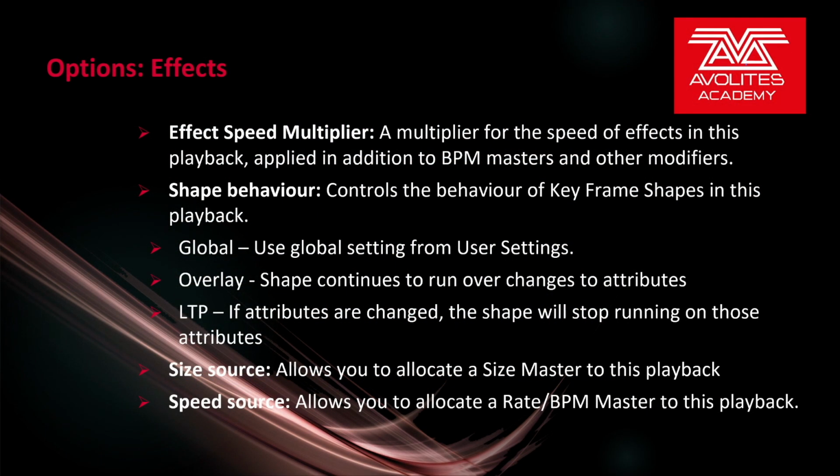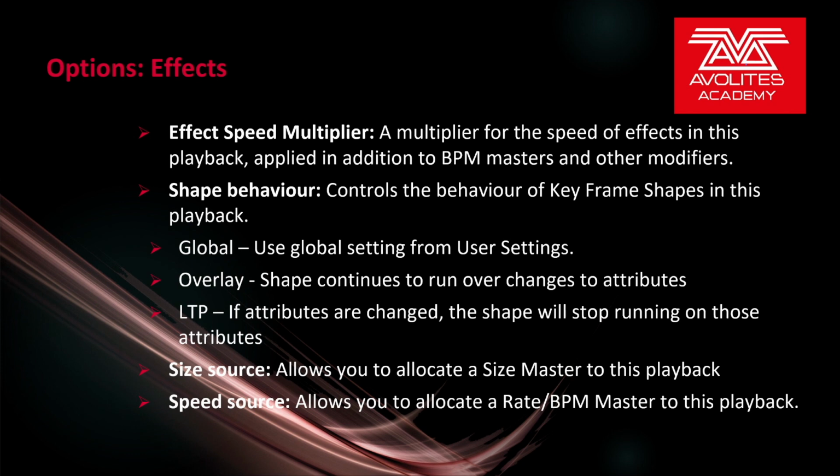Under the Effects tab, we have Effect Speed Multiplier, a multiplier for the speed of the effects in this playback, applied in addition to BPM masters and other modifiers. Shape behavior controls the behavior of keyframe shapes in this playback. Global, the global setting from user settings. Overlay, the shape continues to run over changes to attributes. LTP, if attributes are changed, the shape will stop running on those attributes.